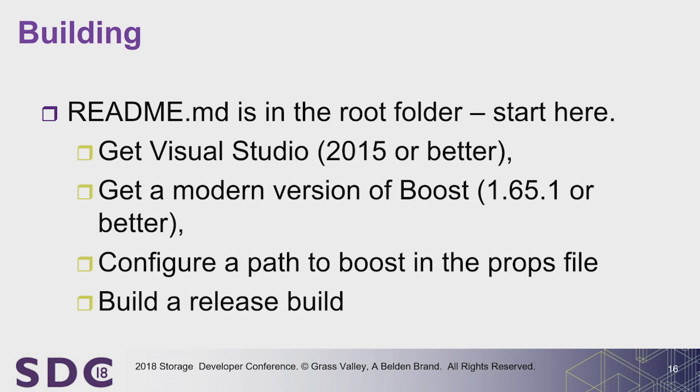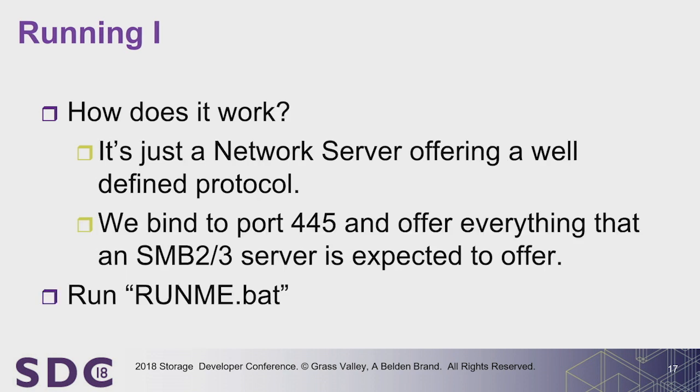So there's a README at the root of the GitHub repo. Basically, it says get Visual Studio, get Boost, configure a couple of paths, and hit build release. That's all you need to do. So it's really simple. It's just a network server, just using WinSock, and it binds to port 445. And as long as you obey the protocol spec, then it's all just going to work. It's that easy.